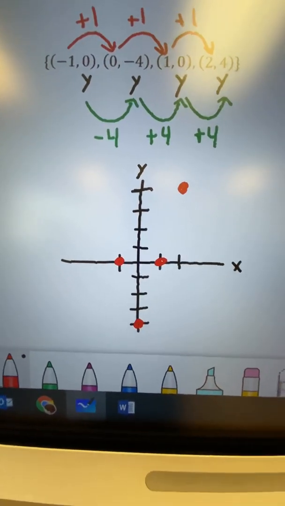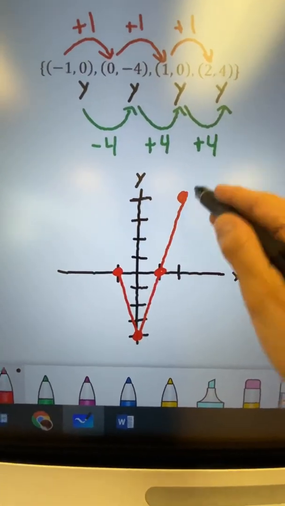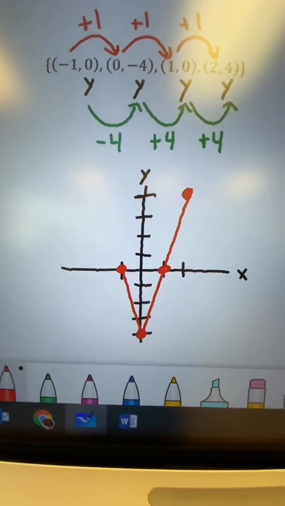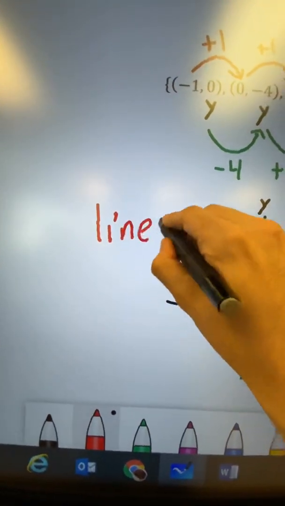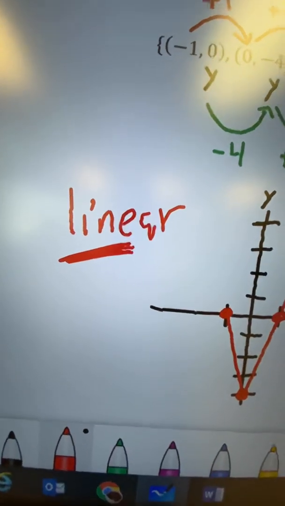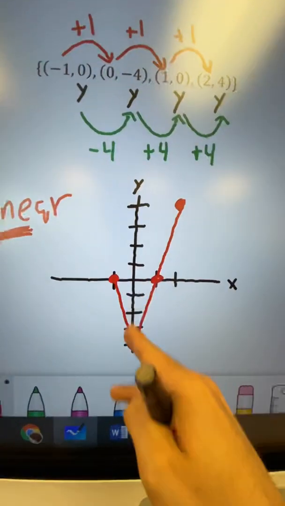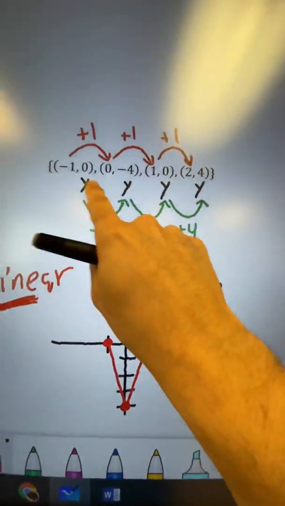So if you notice, if I were to connect these dots, no straight line can pass through all these points. This is why it's not a linear function. Linear function means we're looking for a line. You can see the keyword is built into the word linear. Linear means that the relationship should be a line, a straight line. And you can see here it's not. So this is not a linear function.